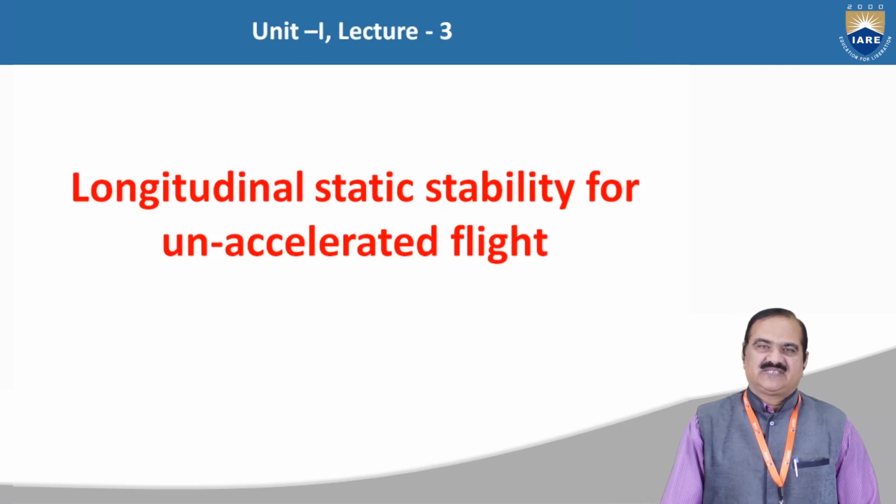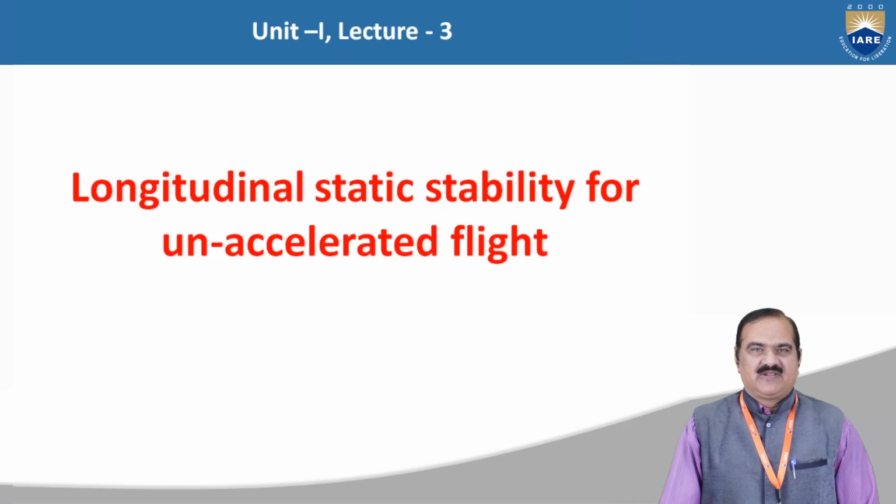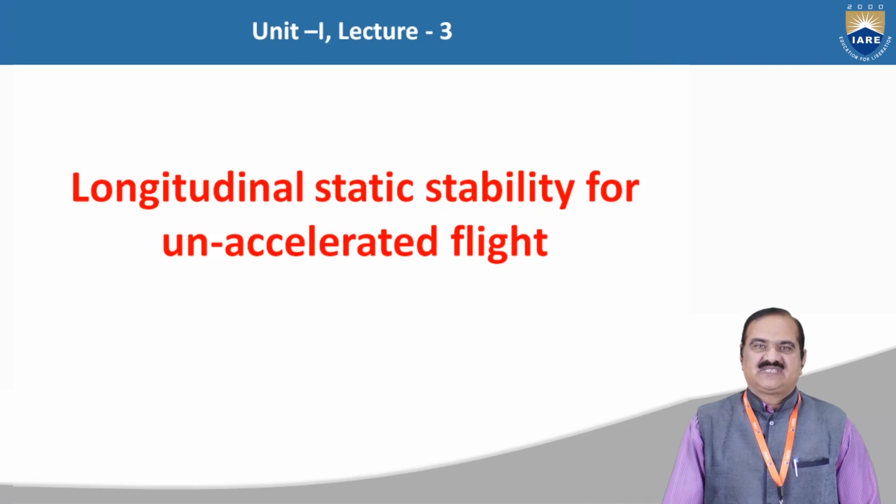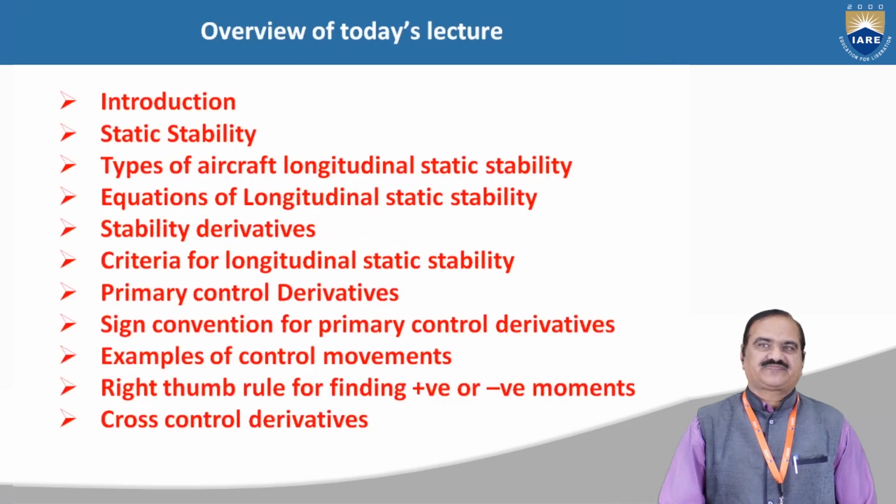In these lectures, I have covered equilibrium, what equilibrium is, types of equilibrium, and different types of motions which are used for static and dynamic stability. I have also covered the different types of axis systems, their basic definitions and directions, and also longitudinal static stability. In this lecture, I am going to take on longitudinal static stability for unaccelerated flight. Hope you will understand and learn this topic in today's lecture.